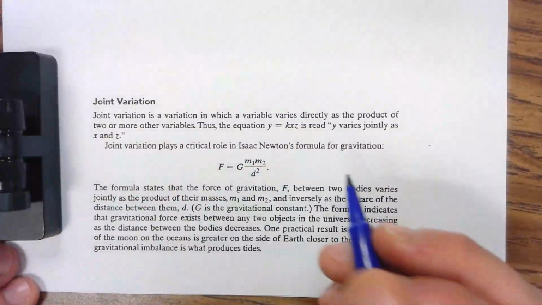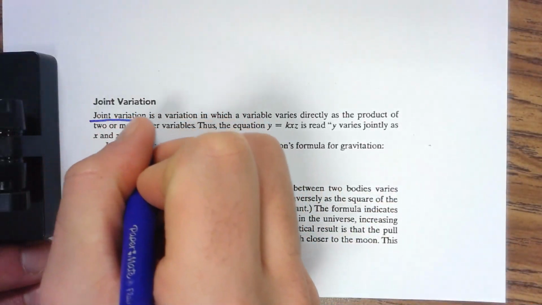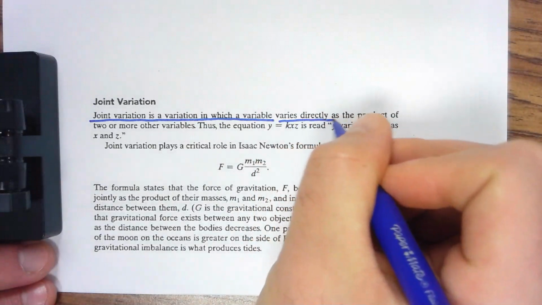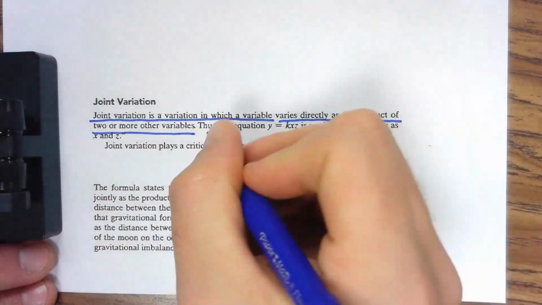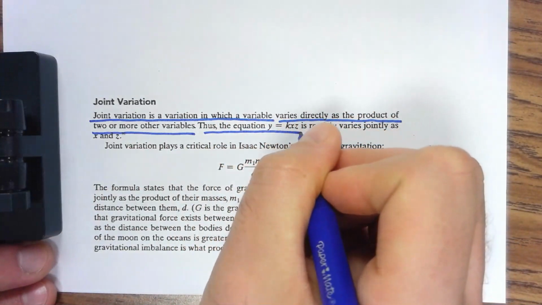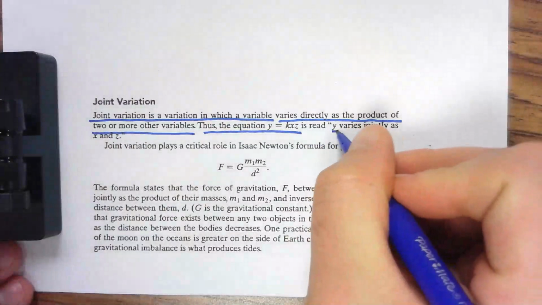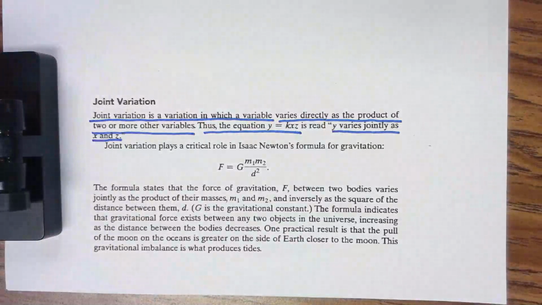Got a big paragraph here. I'll just kind of show you a place where we see this. But joint variation is a variation in which a variable varies directly as the product of 2 or more other variables. And so the equation is y equals that constant k times xz. And it reads y varies jointly as x and z. So we'd always be given the 2 variables.